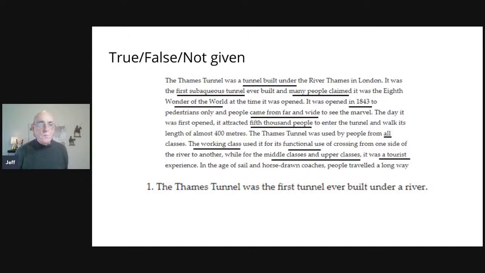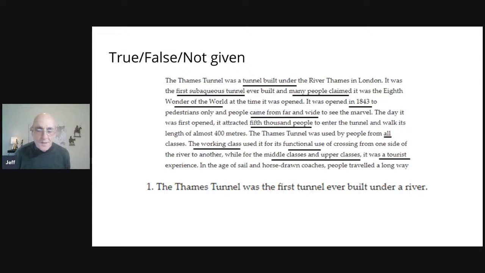So I have the passage above, and here's the first question that we're going to look at. I hope it's a little better, and maybe you're adjusting to being able to see the information on the slide. But number 1, the Thames Tunnel was the first tunnel ever built under a river. So what do you think? Is this statement true? Is it false? Remember, it's according to the passage. Is this true or false or not given?